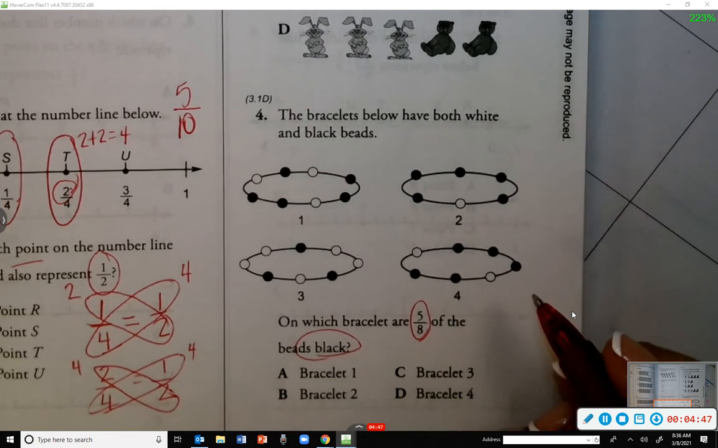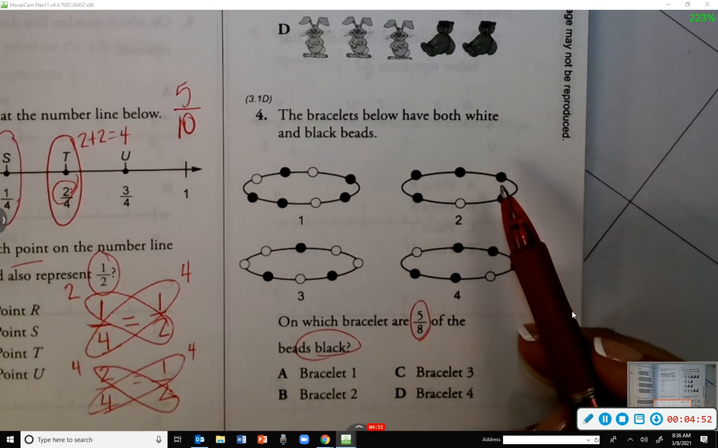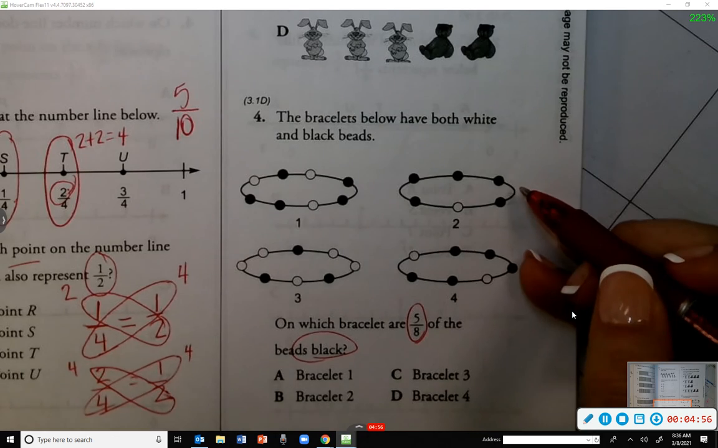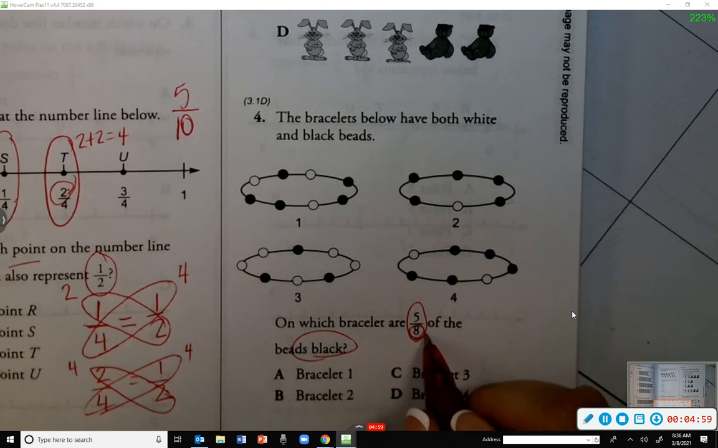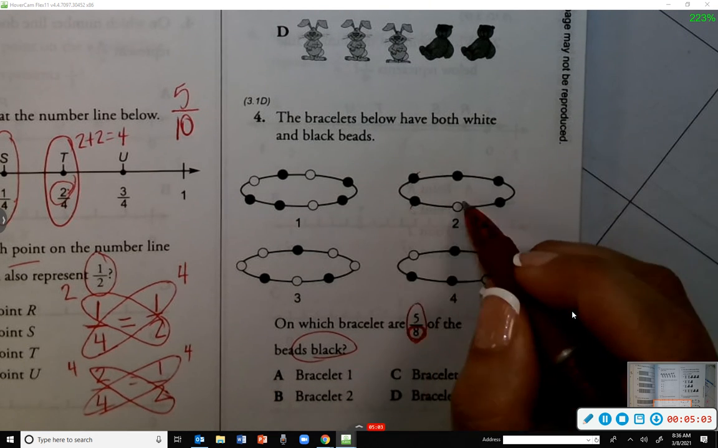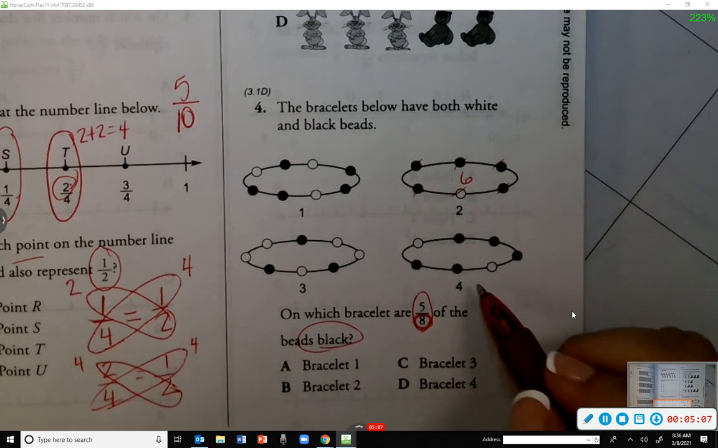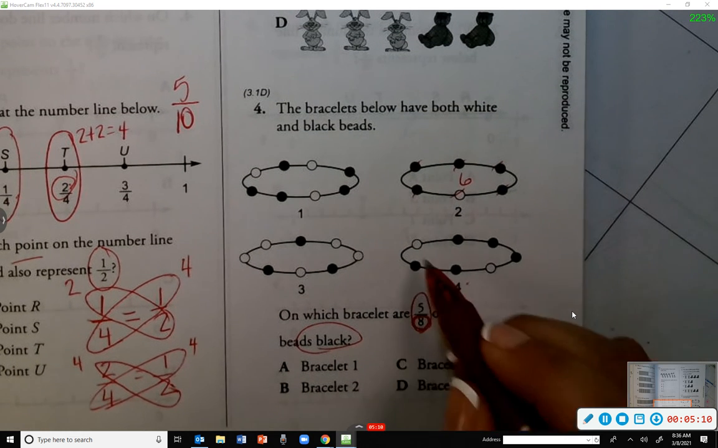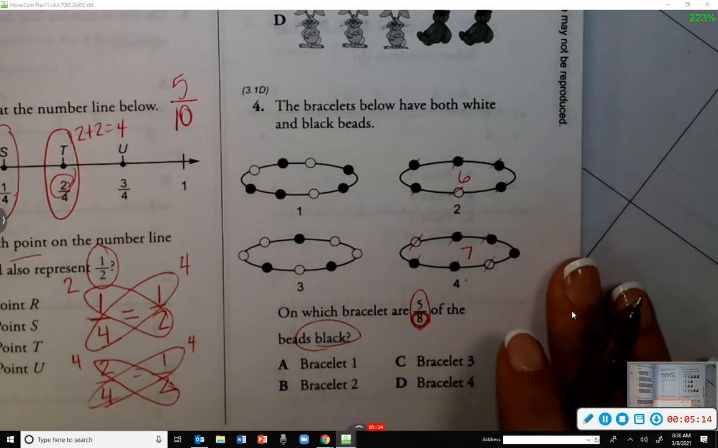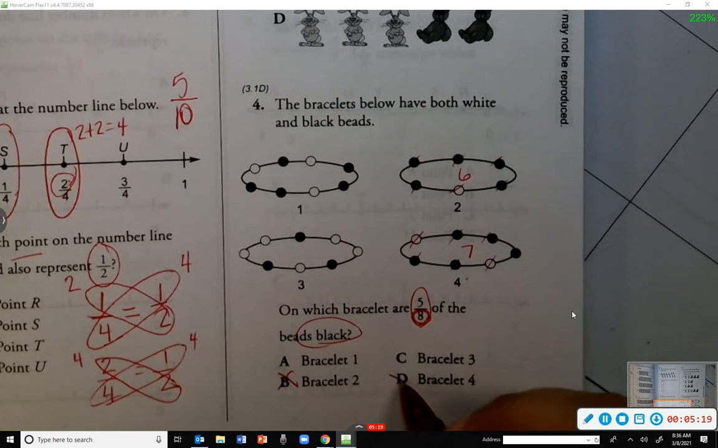Okay, stop right there, because I'm sure at home it's hard for them to hear you back there on the video. Okay, so she says 2 is wrong because there should be 8 total beads. This one only has 1, 2, 3, 4, 5, 6 total beads. And bracelet 4 has 1, 2, 3, 4, 5, 6, 7 total beads. The total number should be 8. So we know it can't be B or D.